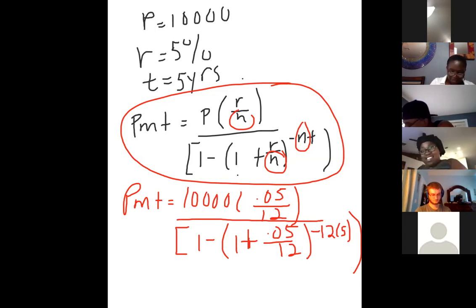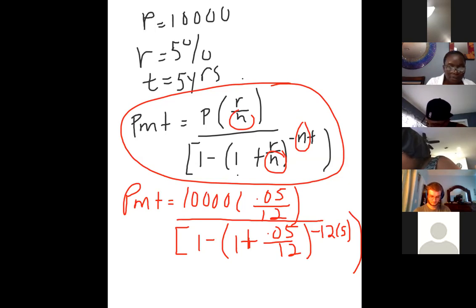Divided by, in parentheses in the denominator, guys, 1 minus parentheses 1 plus 0.05 divided by 12. Give it a try. This one right here is a free response question on the test, everybody. And we're rounding it to what? Let me double check and see what the rounding is. We are rounding to the nearest dollar.